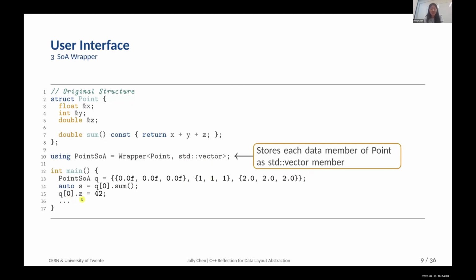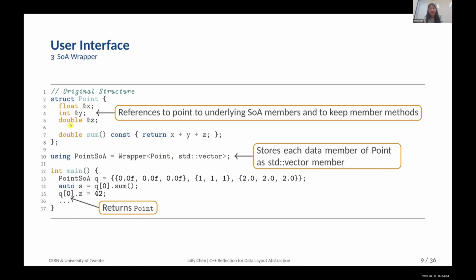And then on the last line, we have the access to the data as an AOS. And we can do this by, as shown previously, returning a view that has, in this case, the point structure with reference types that point into the SOA members in the wrapper.